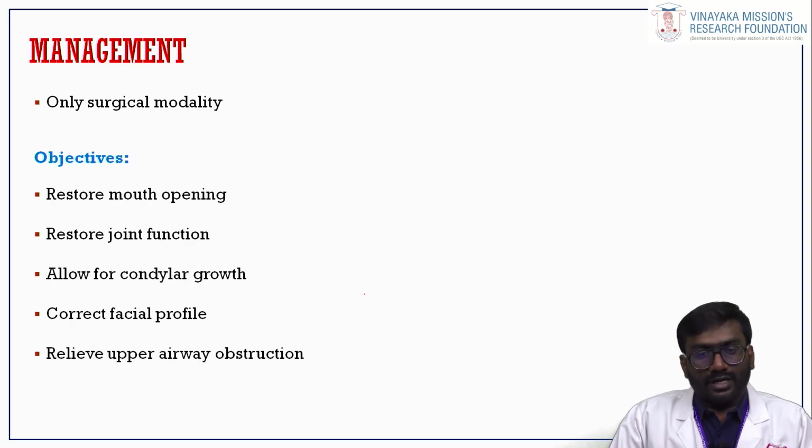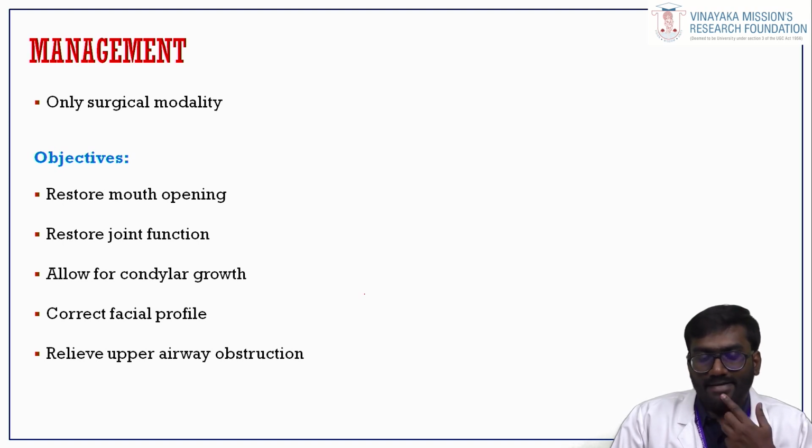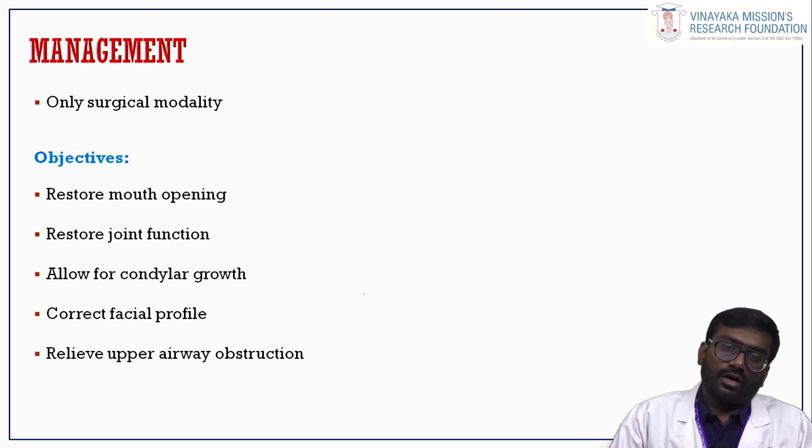The objectives of treatment are to restore normal function. We cannot call it pre-operative, because if the condition is congenital or arises soon after birth, there is nothing called pre-operative. So you have to restore normal, adequate mouth opening, which is needed for the patient's function. Restore joint function, that is opening and closing the mouth. For that, the joint has to undergo rotational and translatory movements, and the condyle has to grow properly so that the subsequent growth of the patient is not affected.